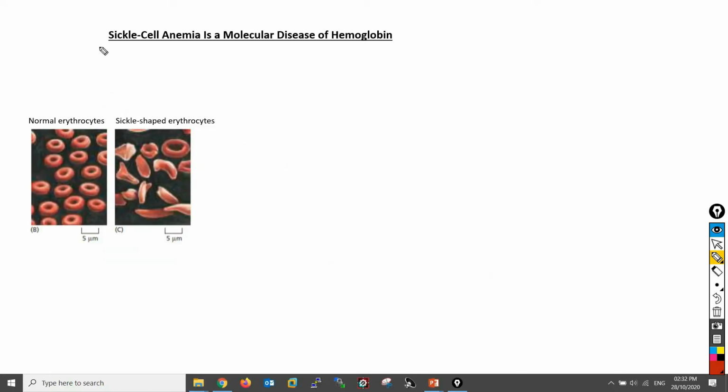One of the molecular diseases associated with hemoglobin is sickle cell anemia. Sickle cell anemia occurs in individuals who inherit the allele for sickle cell hemoglobin from both parents. The erythrocytes of individuals suffering from sickle cell anemia are fewer and abnormal. The shape of the erythrocytes is sickle-shaped, as you can see here. This is the normal erythrocyte and this is the sickle-shaped erythrocyte.